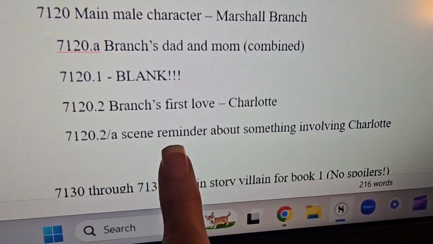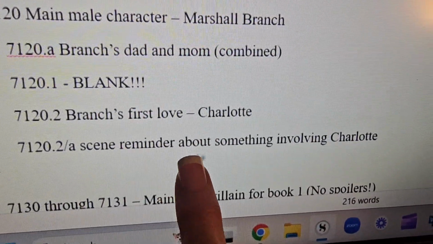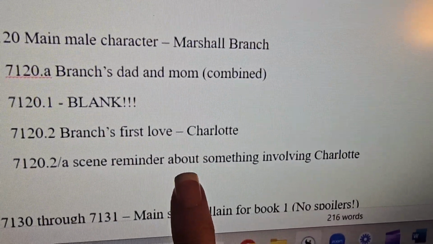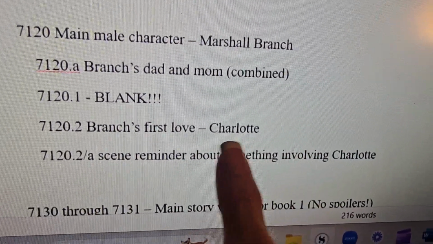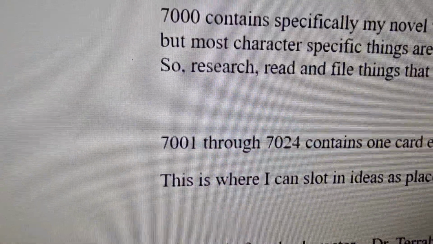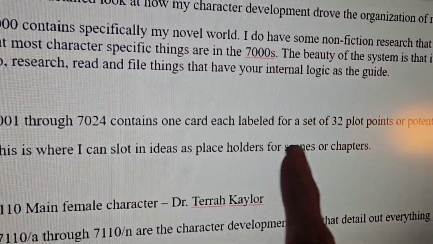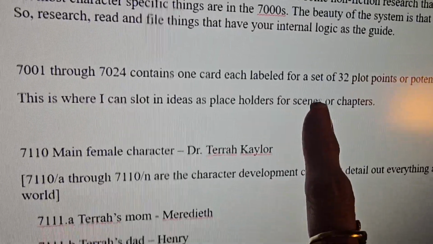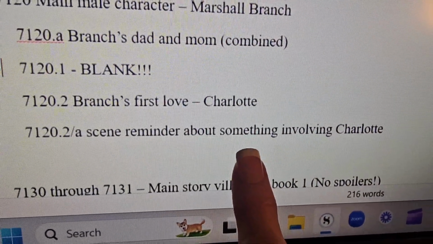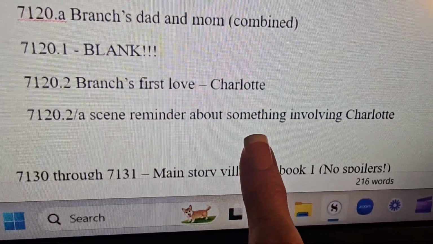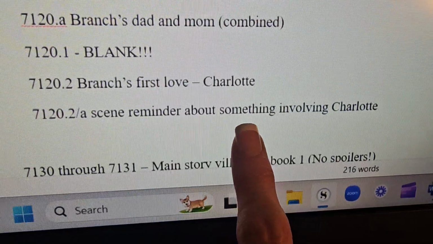Sometimes rather than putting that here, let's say for example, I already have a sense that this scene, which I know is a flashback, is going to need to happen somewhere around the middle of the novel. Easy peasy. I would just go up to my plot box, which is the 7001 through 7024 cards. I would find the area in those plot points where I believe this scene could go, and then I would just drop that card into the plot box. The plot box becomes the placeholder for those scenes as I'm sequencing the story.